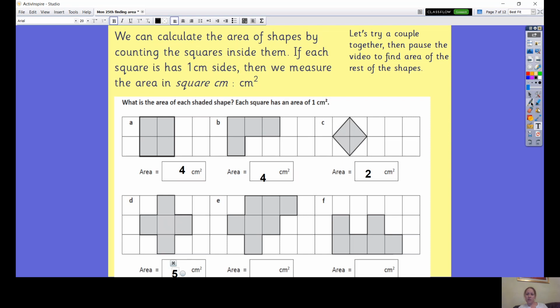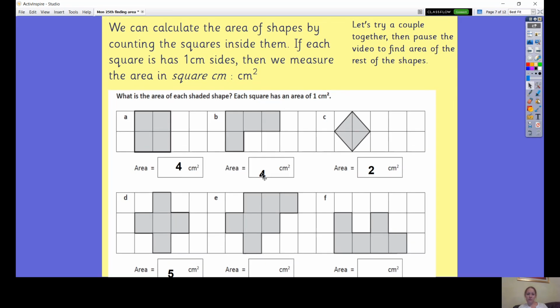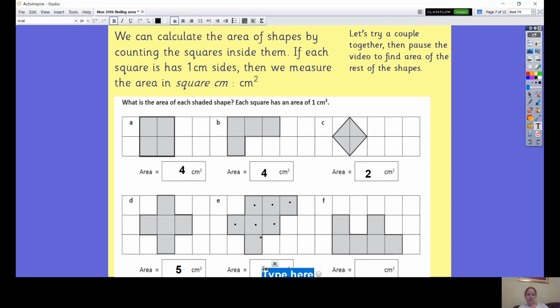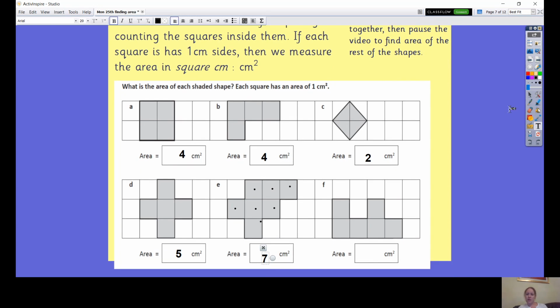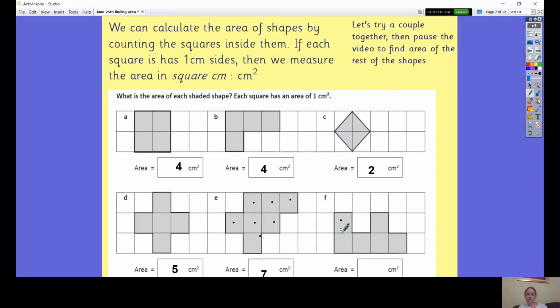I would recommend when you're counting, these are quite straightforward ones, but if you were doing this on paper, I would be telling you that it's a good idea to do a little dot or something on each one that you've counted, so you don't end up counting them all at once. 1, 2, 3, 4, 5, 6, 7. So that one is 7 centimetres squared. And then the last one, 1, 2, 3, 4, 5, 6 centimetres squared.